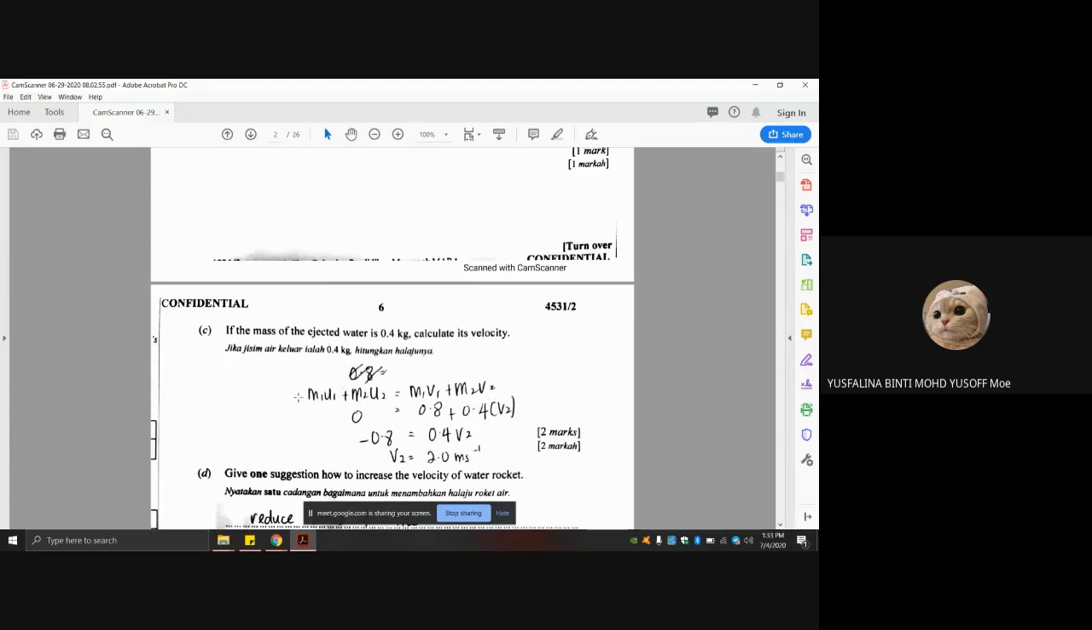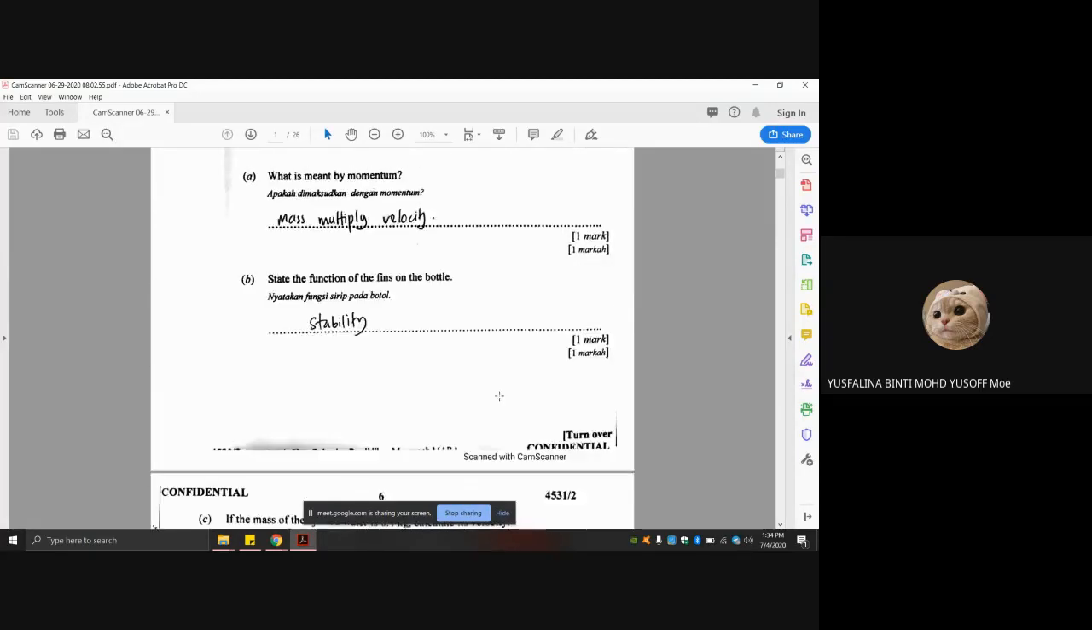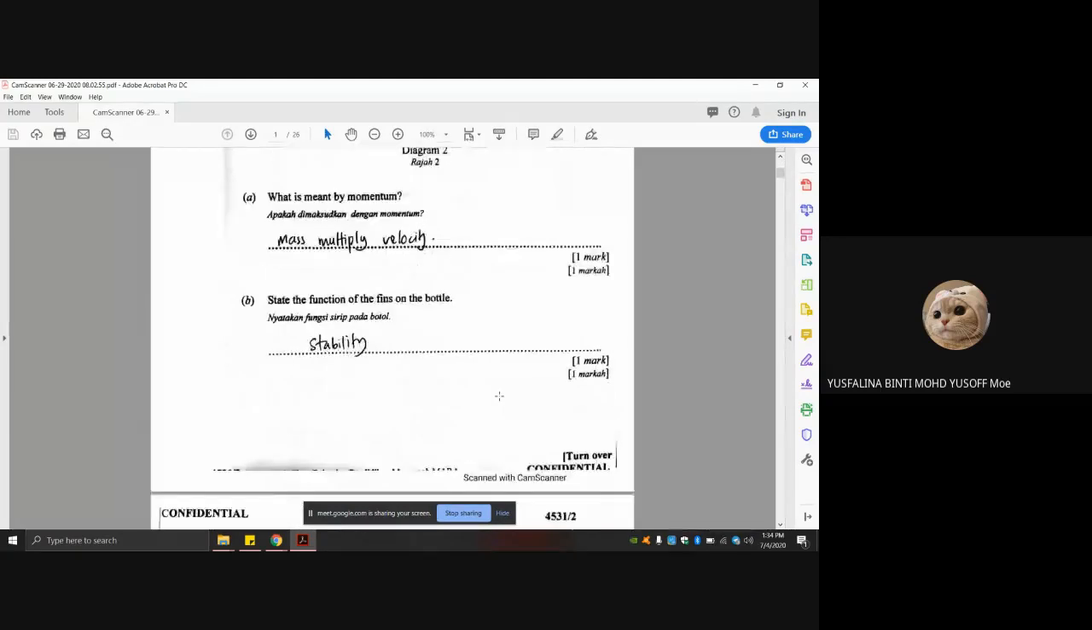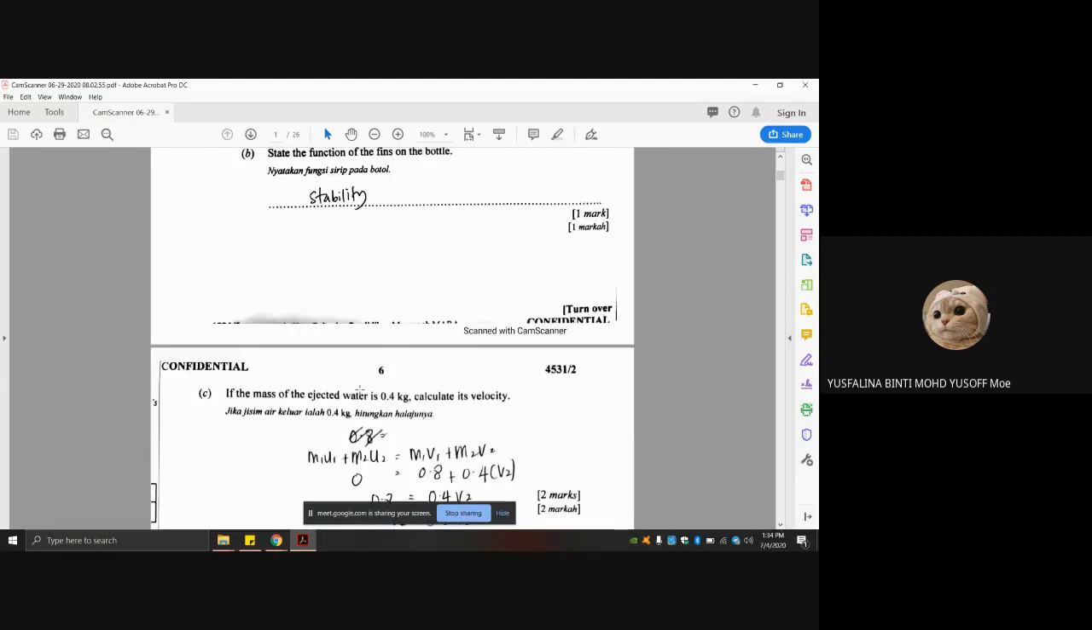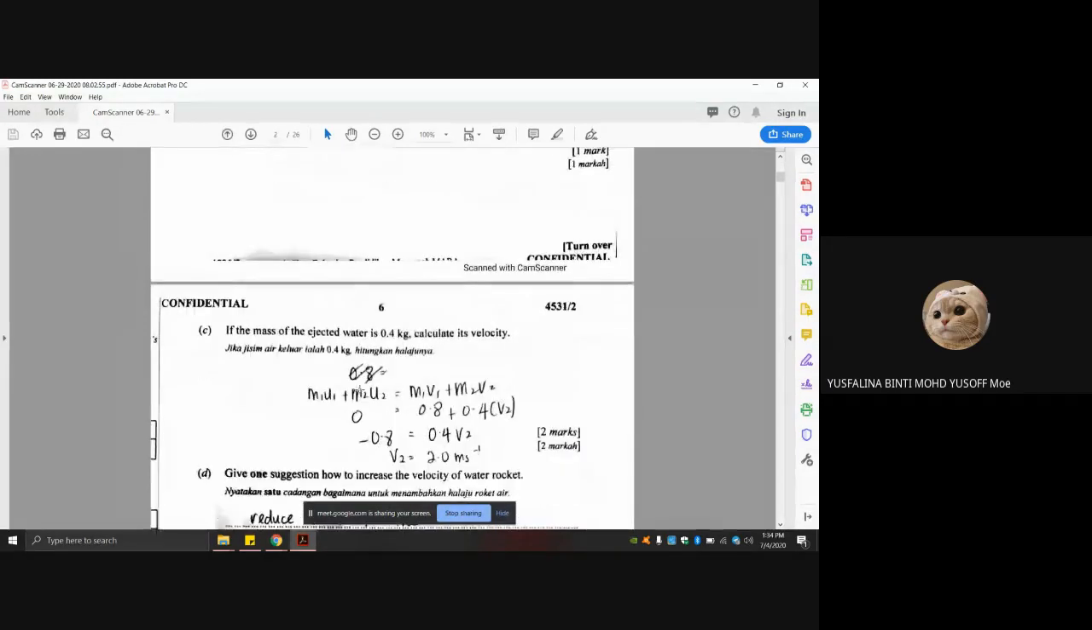This is from the principle of conservation of momentum. The total momentum before collision is the same as the total momentum after the collision. Since this is an elastic collision, we use this formula: m1u1 + m2u2 = m1v1 + m2v2. Since the initial velocities are both 0, because the bottle is not moving, 0 equals 0.8.